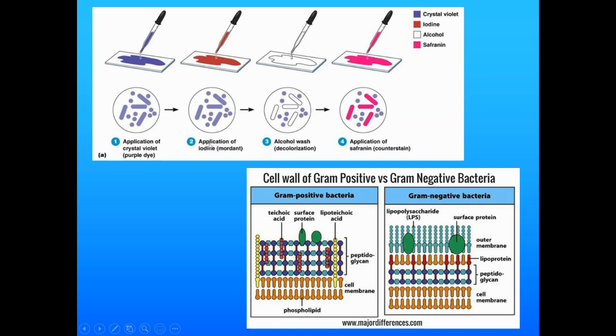And then you add iodine. What iodine does is, the crystal violet goes inside of the cell. The iodine goes inside of the cell, so it goes inside of the cell membrane, both of them do.